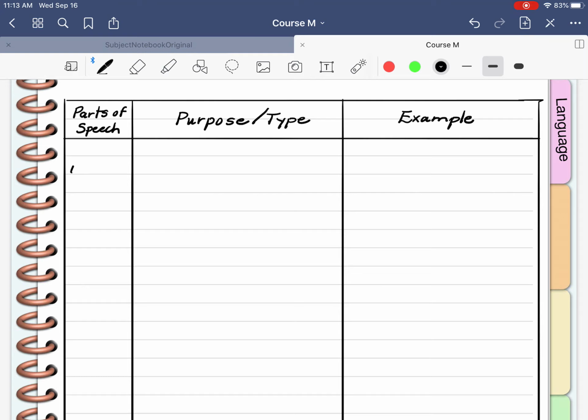Okay, the part of speech is adverb. The purpose of an adverb, I can't speak today for some reason, is to describe a verb. Remember, adjectives describe nouns, adverbs describe verbs. The way I remembered this is that they add to a verb. They answer 3 questions: when, where, and how.